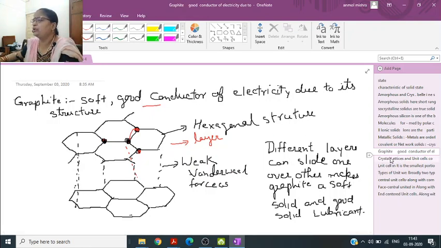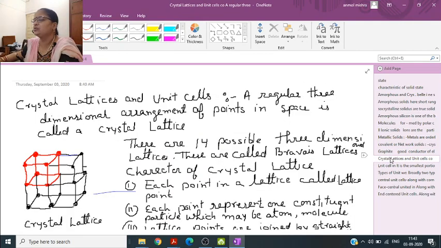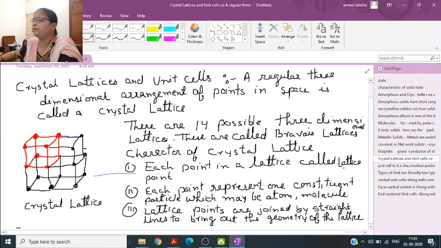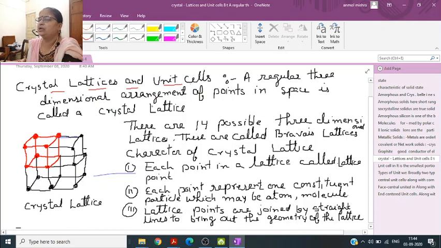So these points we have already studied in lower classes also, but since we have to study them in this chapter. Next, the main point of the chapter comes now, that is crystal lattice and unit cell. Now crystal lattice: the regular three-dimensional arrangement of points in space is called a crystal lattice. Points means atoms, molecules or ions, anything it may be.